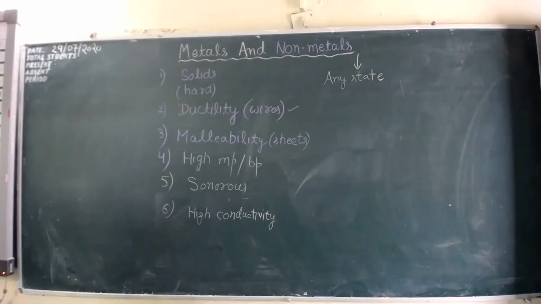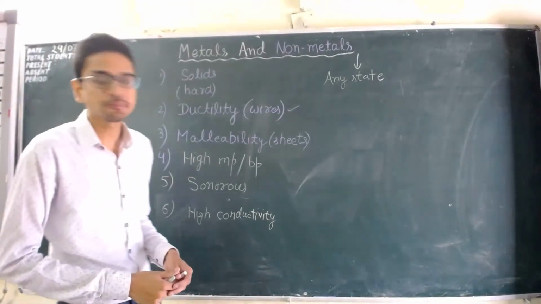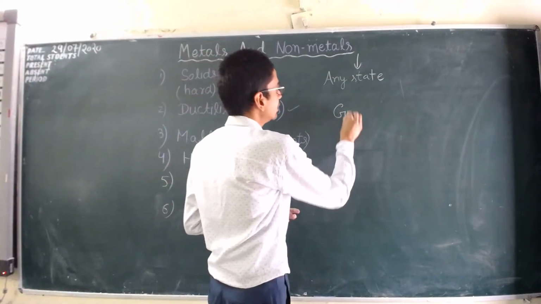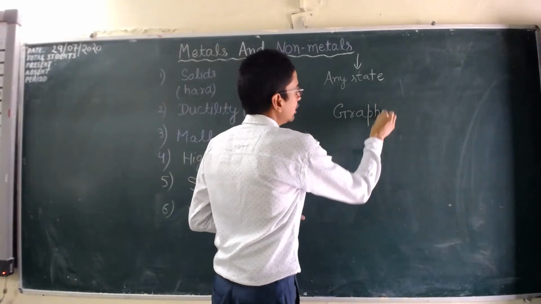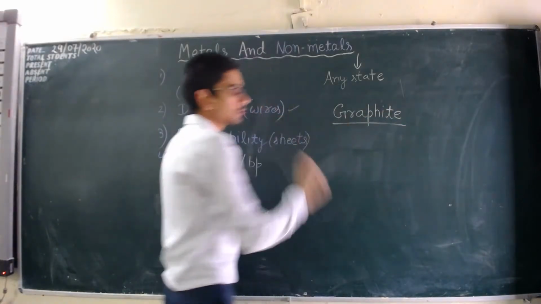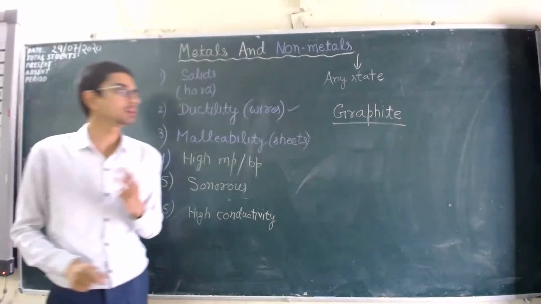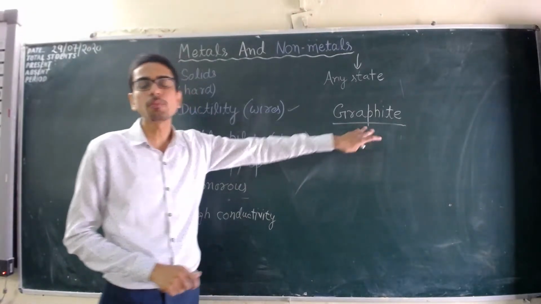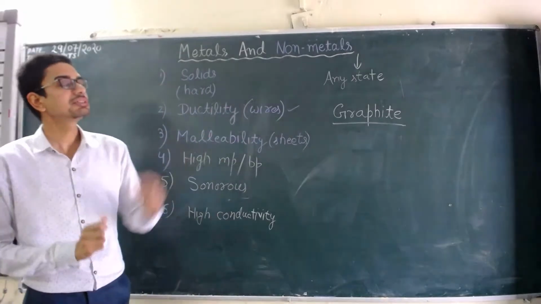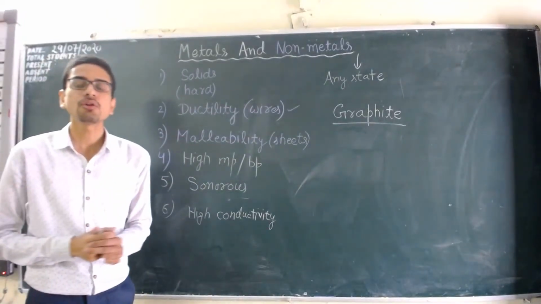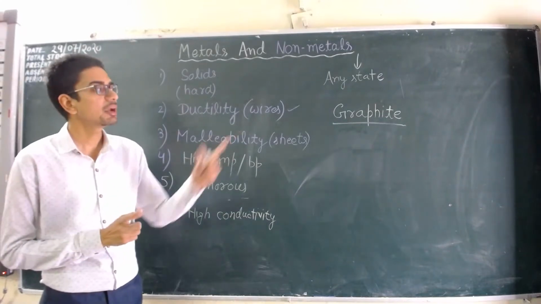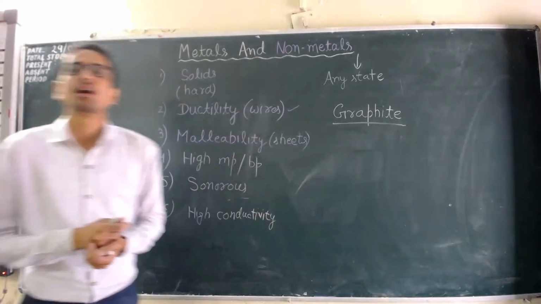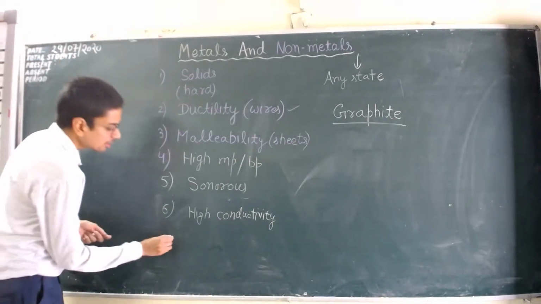Non-metals are bad conductors of heat, but there is one exception: graphite. Graphite is a form of carbon, atomic number 6. You can say it is an allotrope of carbon. So this non-metal is a good conductor of electricity. Graphite will conduct electricity. These are some other properties.